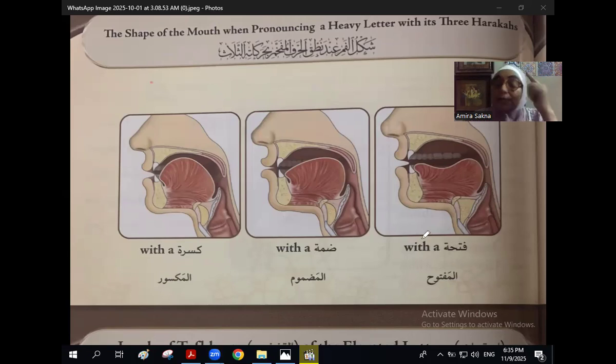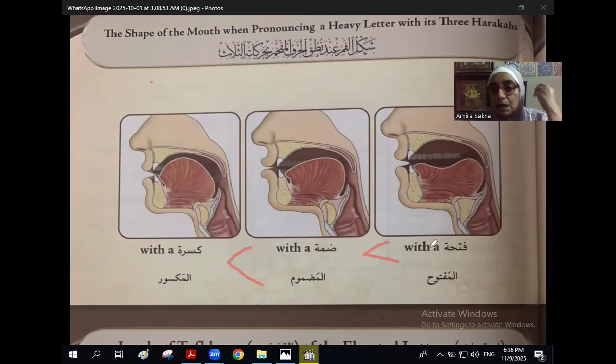So that means that when I pronounce, this is science. We saw now the area here is bigger. The empty area here, the echo here is more because the empty area is more. So that means that when I pronounce a heavy letter with fatha, the heaviness will be bigger than when I pronounce a heavy letter with dhamma, and this with dhamma is going to be bigger than when I pronounce a heavy letter with kasra. This is scientific.